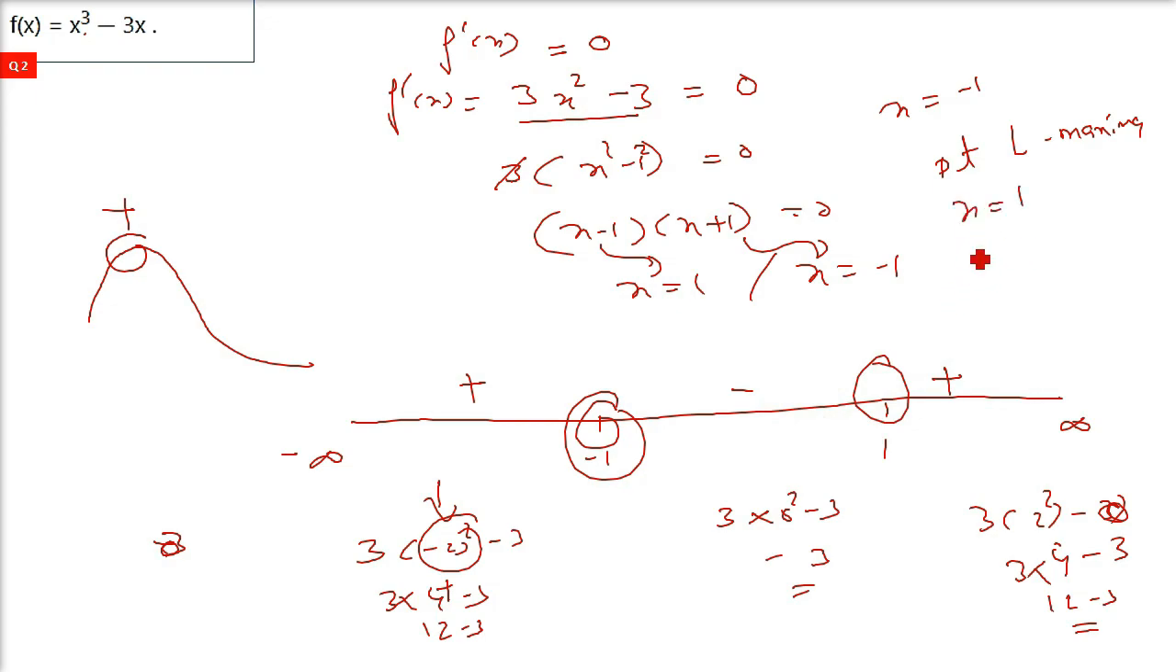Again x equals to 1. You are at the lower point, you are going higher, so you are at minima. So x equals to 1 is the point of local minima.